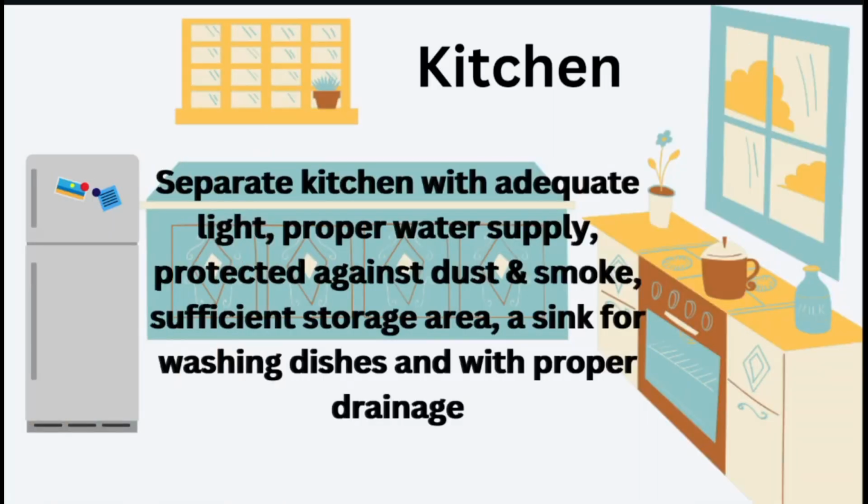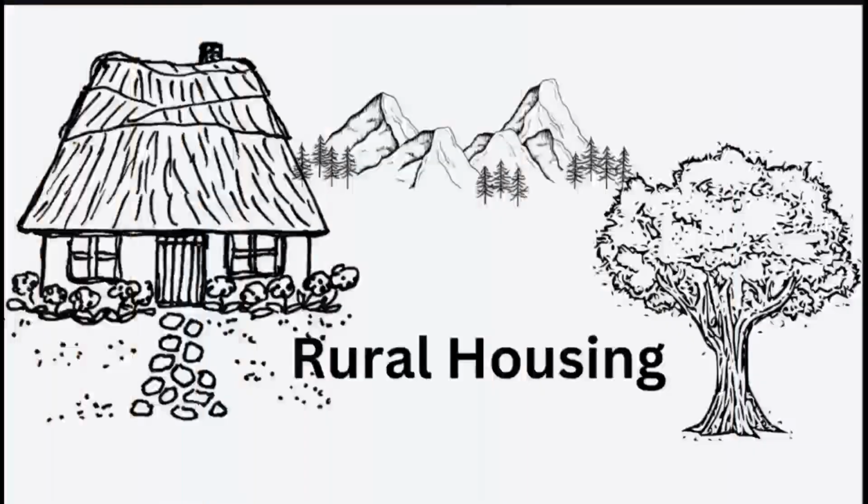A very important one in our housing aspect is the kitchen area. A separate kitchen with adequate light, power, and water supply, protected against dust and smoke, should be there, and it should be sufficient. A storage area should be there, and a sink for washing dishes with a proper drainage system is a must for a standard proper housing.